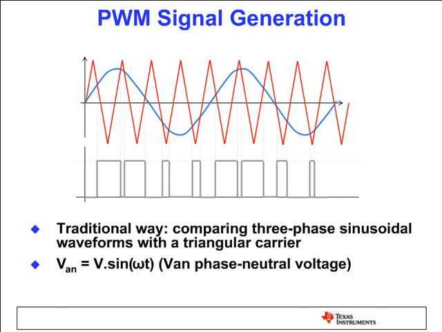Now this is the traditional way. What we do here, we compare a high frequency triangular waveform, very fast, like 10K, with the like 50-60 Hertz or less stator voltage, and the intersection of these two waveforms determines the pulse width. So that's how we create the PWM pulses. This is a traditional and simple way.